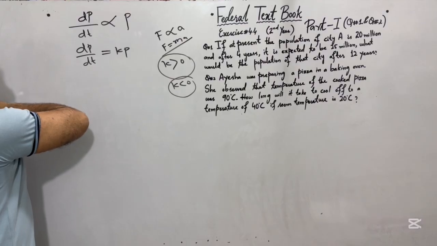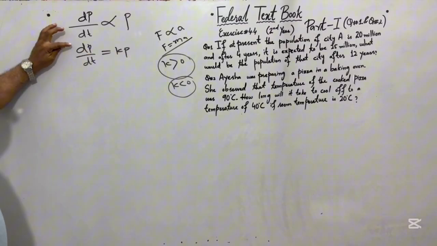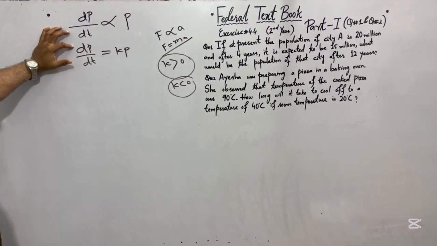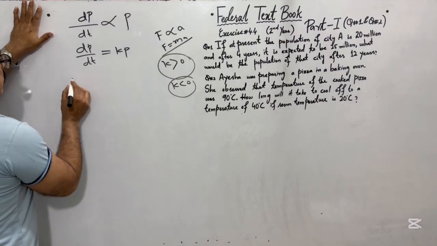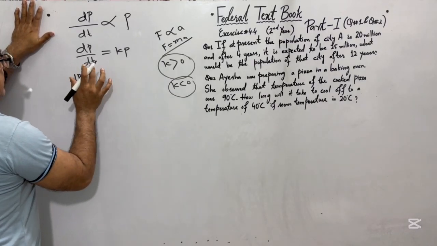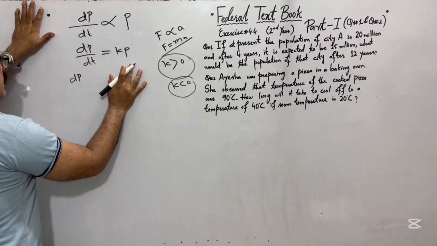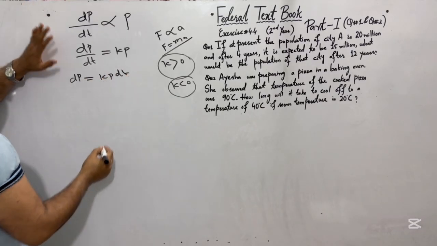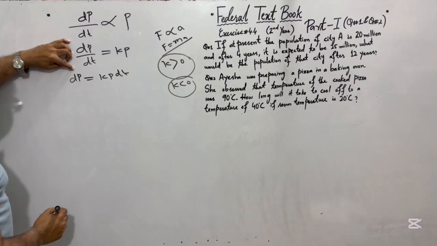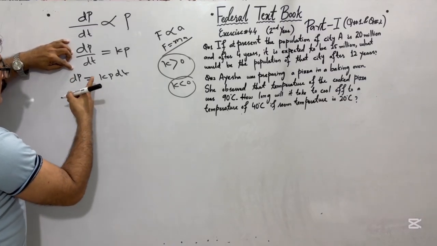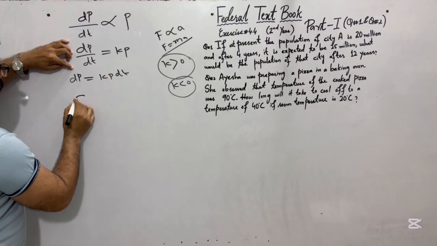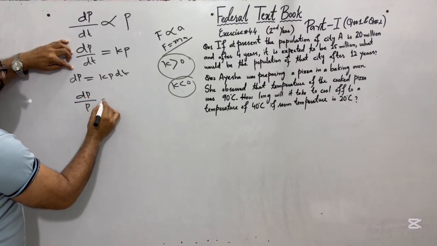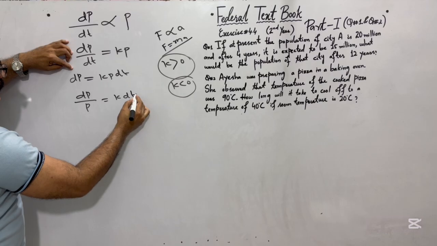question of separable differential equation. We need neither dP in denominator nor dt. dP is already present in numerator. Let's move dt towards right hand side in order to write this differential in numerator, k times P dt. Now it is a separable differential equation. P terms towards dP and t terms towards dt. We have dP over P equals k times dt.